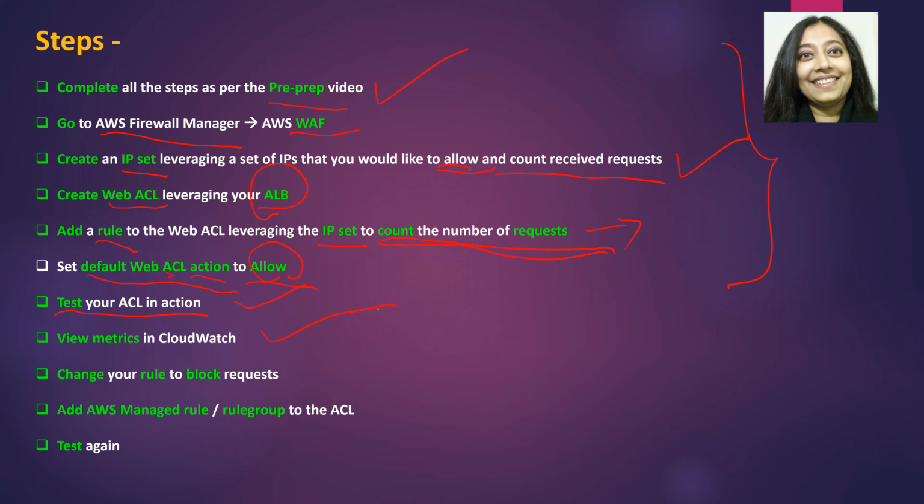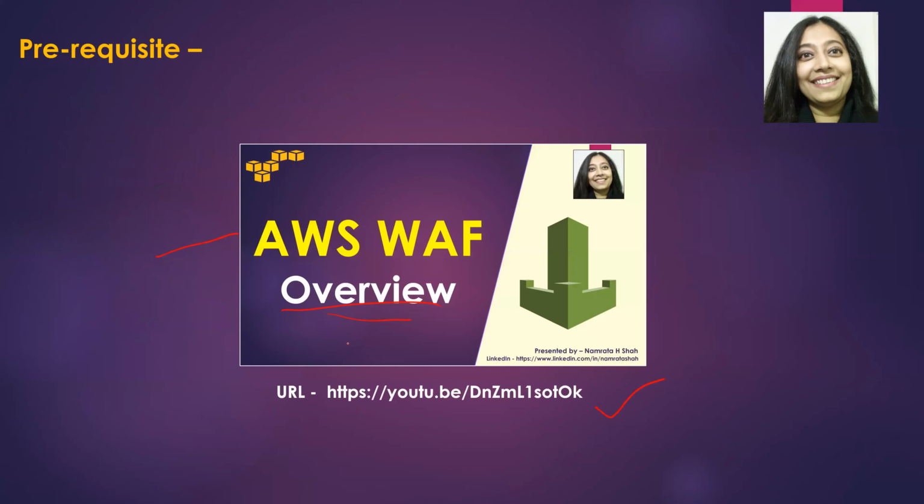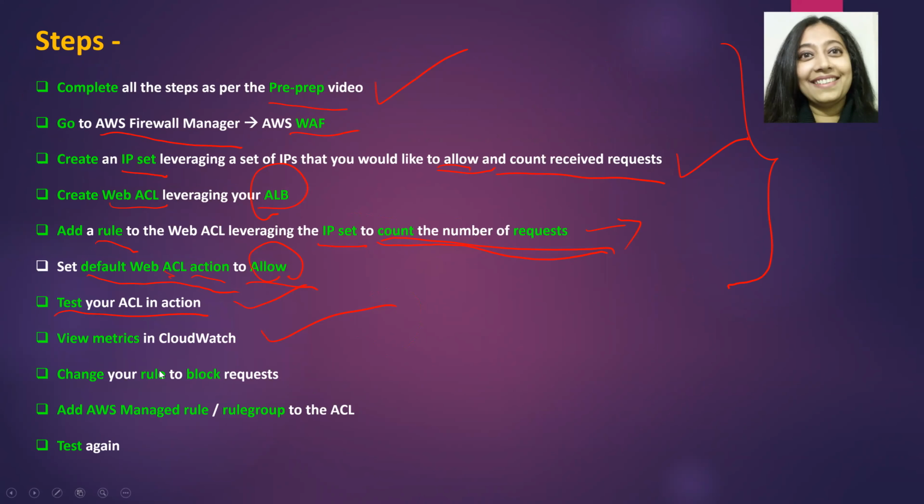So we will go back to our scenario, and remember we had part 2 of our scenario right here. After you've completed the first 2 steps and tested them successfully, we have to modify our ACL to block access. Earlier we allowed access, now we are going to block access that was received by your ALB. And finally, we are going to add a managed rule group to our ACL. So let us continue. We go back and change our rule to block requests, and then we will also add a managed rule group to our ACL.